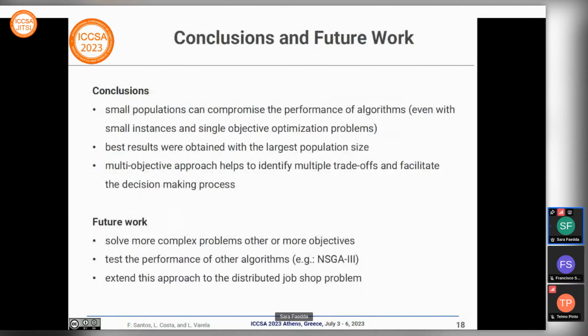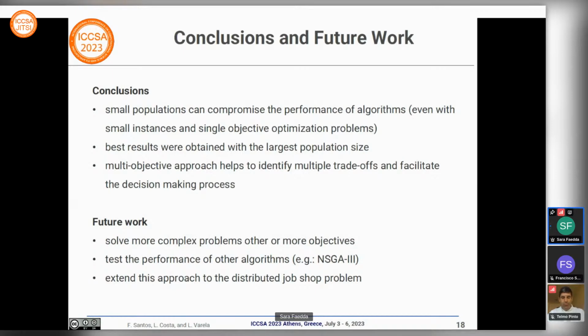As conclusions, I would like to summarize some conclusions here. Of course, for these instances, and this is a preliminary work, small populations can compromise the performance of the algorithms. This is very clear, even in small instances and single-objective optimization problems. And of course, the multi-objective approach has some advantage in terms of facilitating the decision-making process.